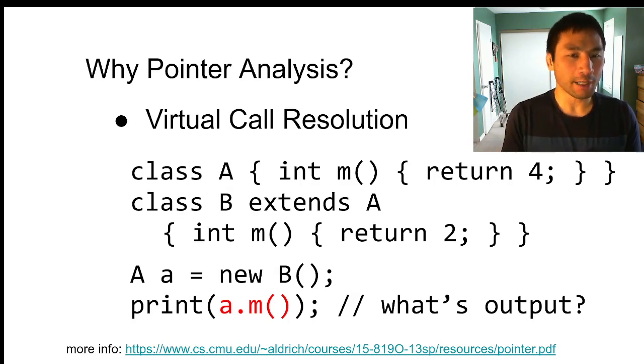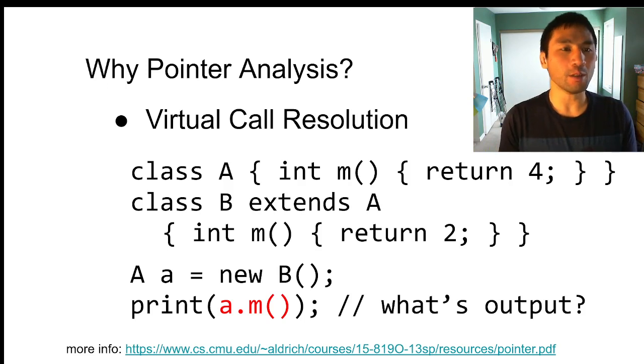Why do we want to do pointer analysis? Well, it turns out when you analyze object-oriented programs, you have this thing, virtual call resolution, and you really need to do pointer analysis to do that. So here's a bit of code. You have class A, which has a method M that returns 4. And you have class B that extends A, and it has a method M that returns 2. Now we have some code fragment that says, create a new B object and print what happens when you call M on it. And so what does it output?